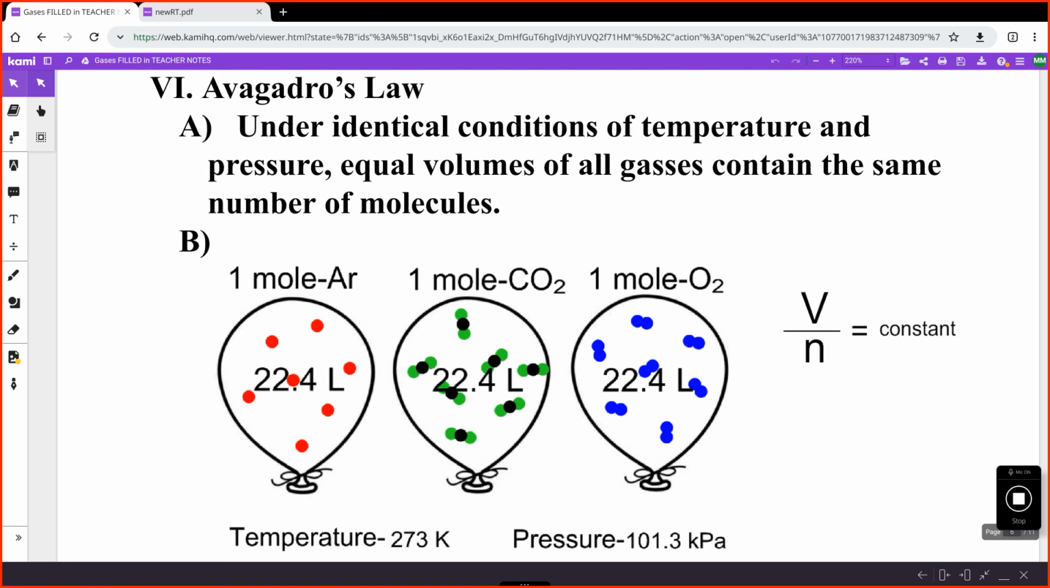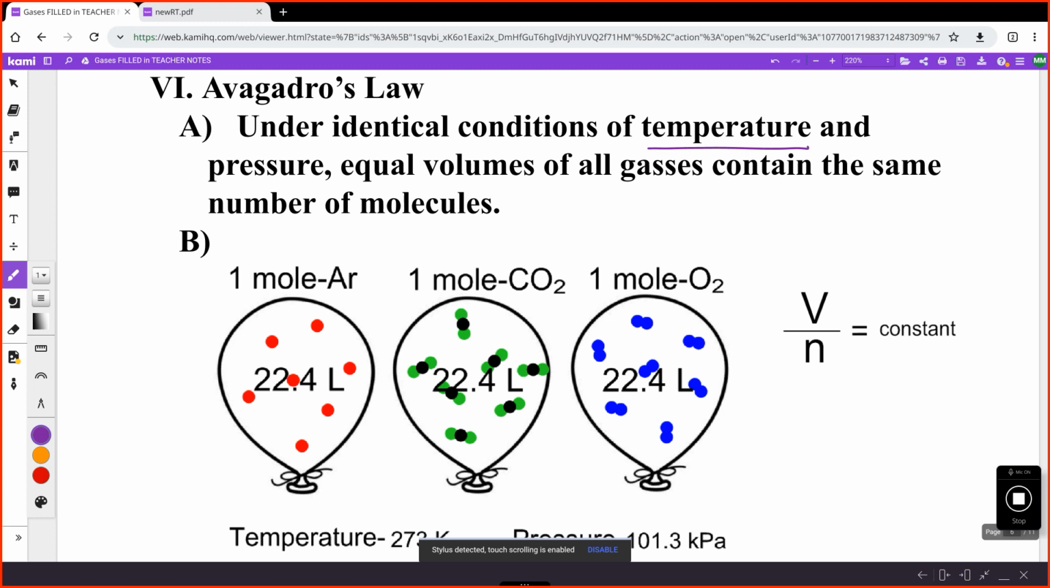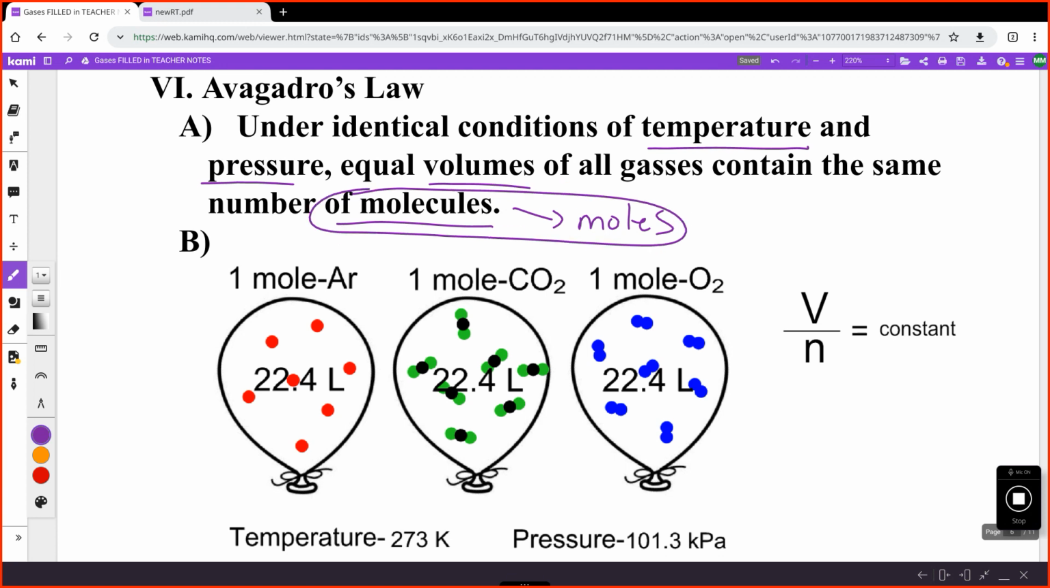And the simple fact is that when two gas samples have the same temperature, pressure, and volume, the same PTVs, those two samples would always have to contain the exact same number of molecules, which can also be explained as the same number of moles. Those two words would be synonymous in this example.